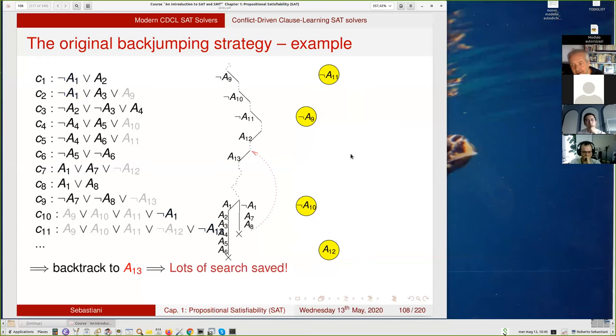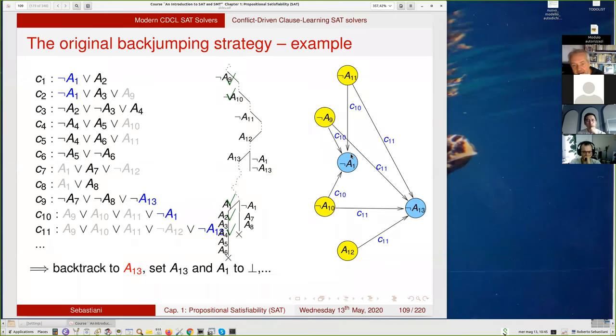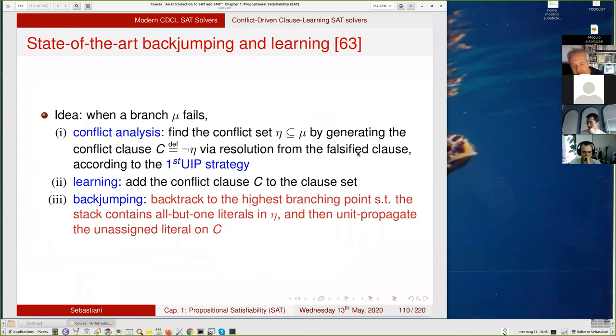Okay, so far. Now we can do better than this. I remember I told you, well, let's first see the original idea of jumping and learning, and then let's see the current one. The first difference is that we use the first UIP strategy rather than the decision strategy.